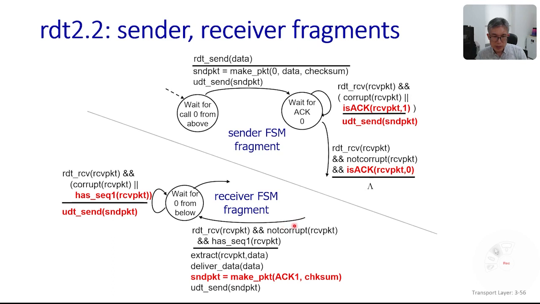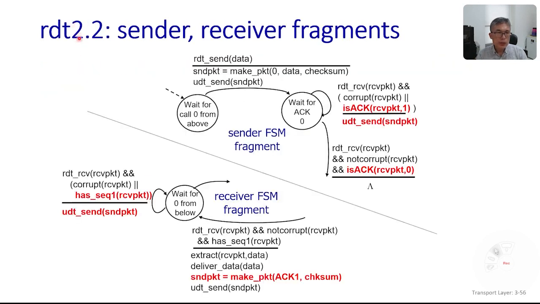The previous part was the sender side. On the receiver side, this transition is the no-problem case. The expected sequence number is received, so it moves to wait for zero from below, extracts the data, and acknowledges. However, if the receiver is waiting for this sequence number but receives a corrupted packet, or the packet number is the other one, it makes a duplicate ACK and sends it.